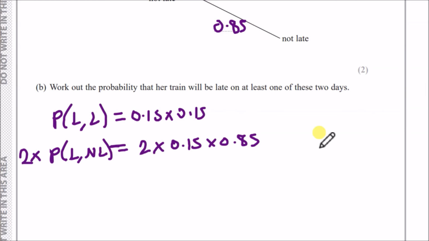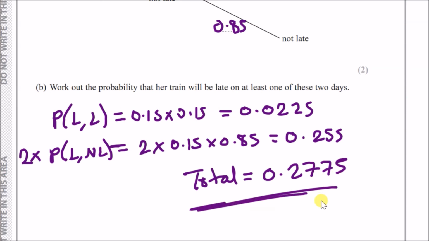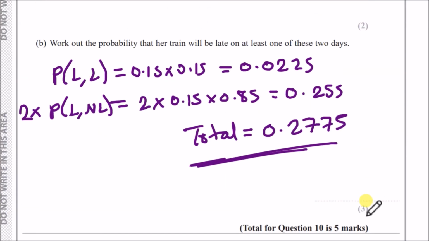So for the first one, 0.15 times 0.15, you should get 0.0225. And for the next one, well, according to my calculator, 0.255. And then if you add up both results, you should get a total probability of 0.2775. So this is essentially telling us, guys, that there is roughly a 28% chance that she'll be late on at least 1 of the 2 days. That's quite high still. And yeah, that's worth 3 marks.